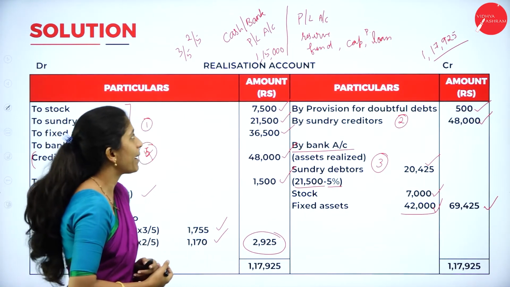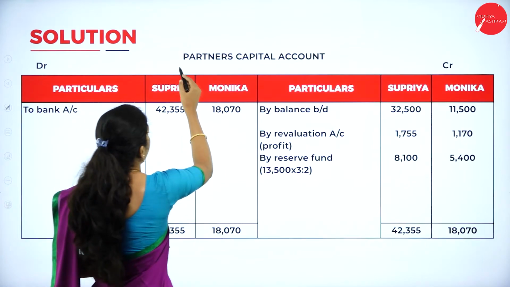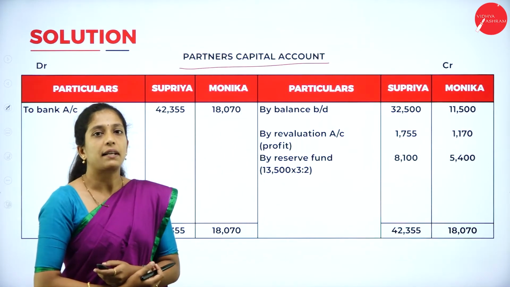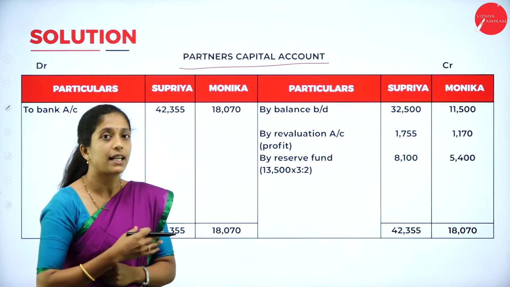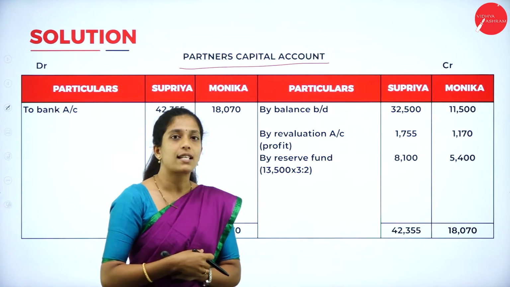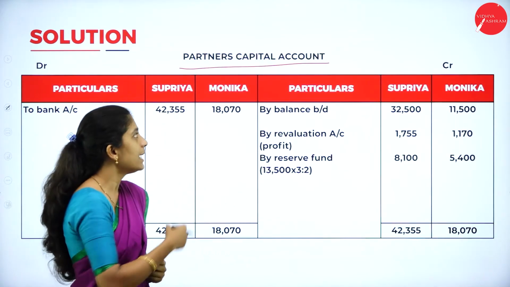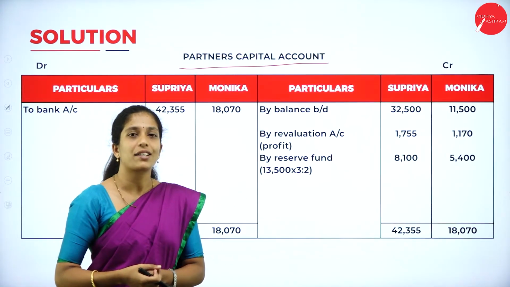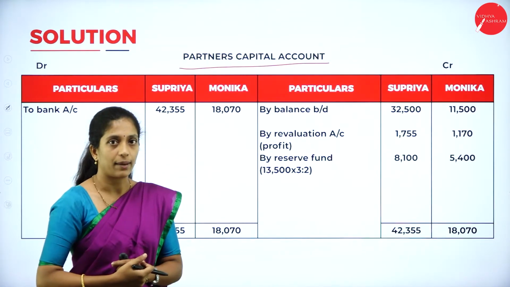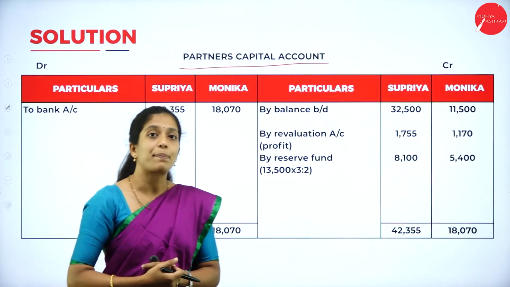Now we shall prepare partners capital account. So you will be having debit and credit side. Under debit side particulars, and you have to draw column for each partner. Who are the two partners here? Supriya and Monica. In the same way, if you come to the credit side, particulars, Supriya and Monica.